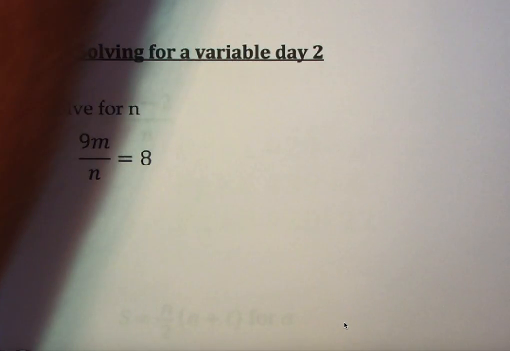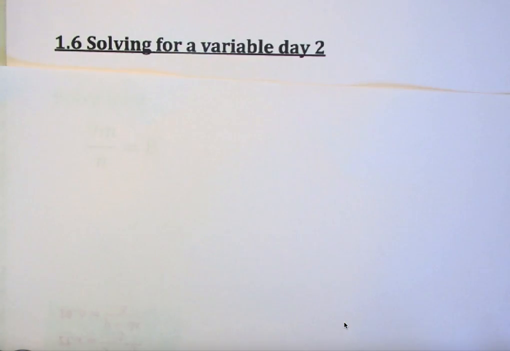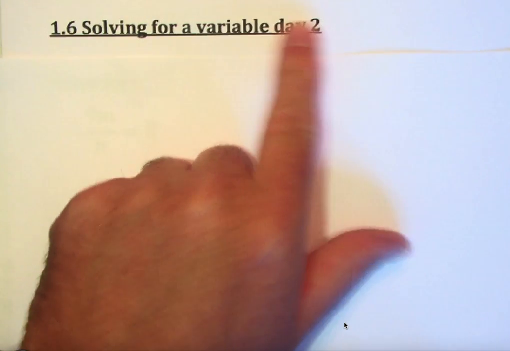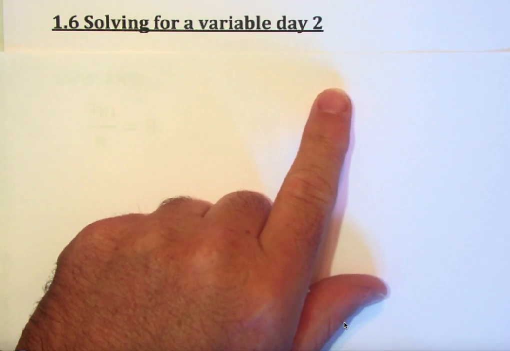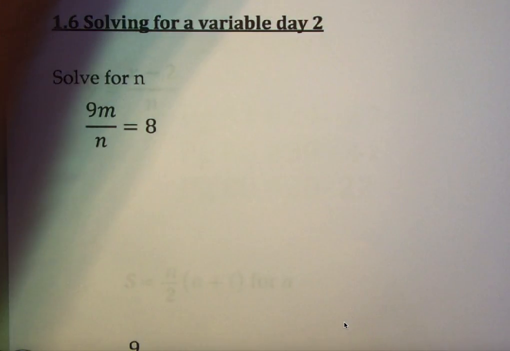All right. We're going to go back to what we were doing 2 days ago, which is solving for a variable. This is day 2, so give yourself this heading. And there's one type we haven't talked about yet, and I've been avoiding because it's a little bit tricky. So we're going to do that now. You ready? Cool. All right, so go ahead and write this one down.